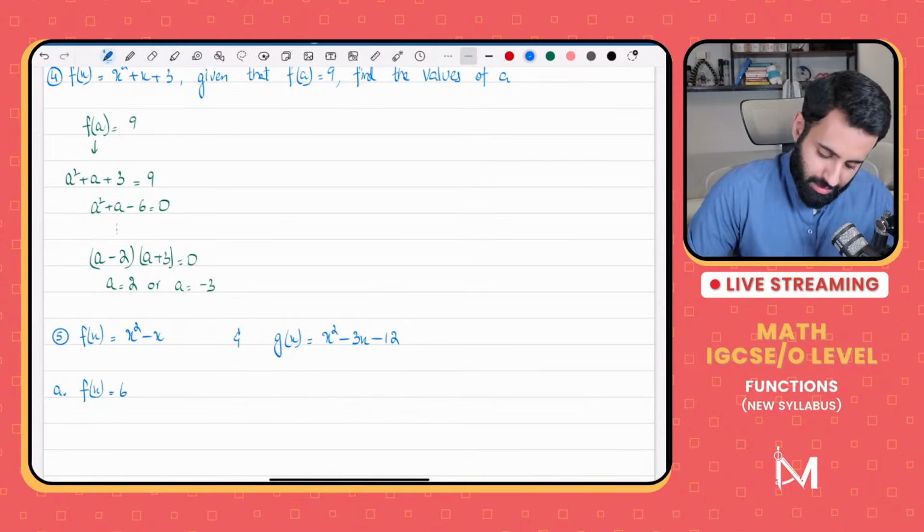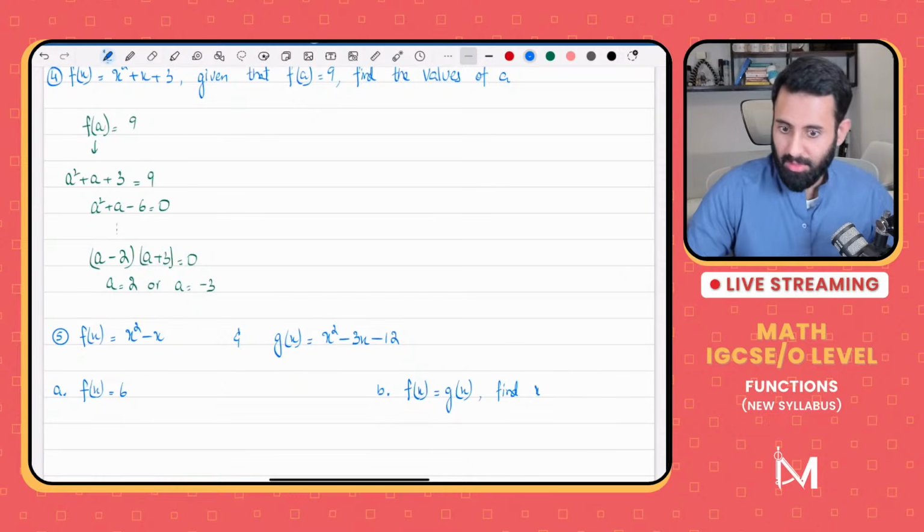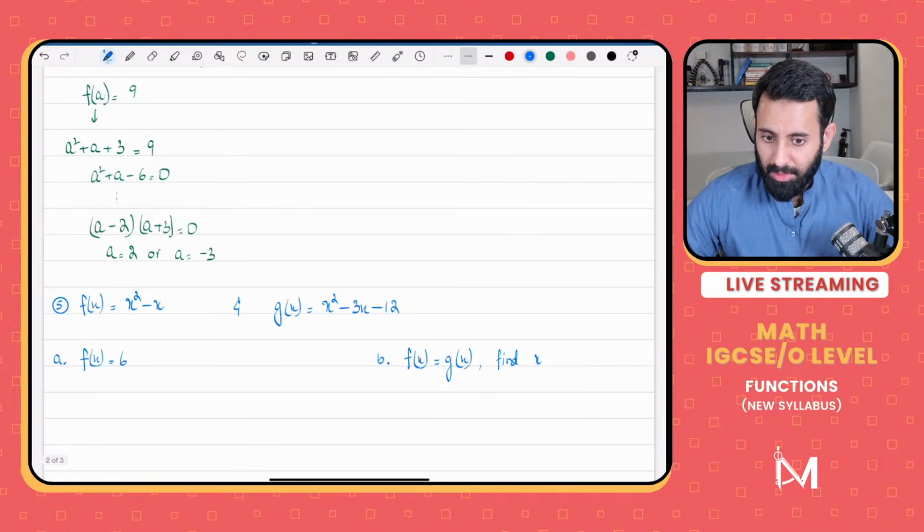f of x equals 6, that's the first part. And the next part is that f of x equals g of x. Find x.